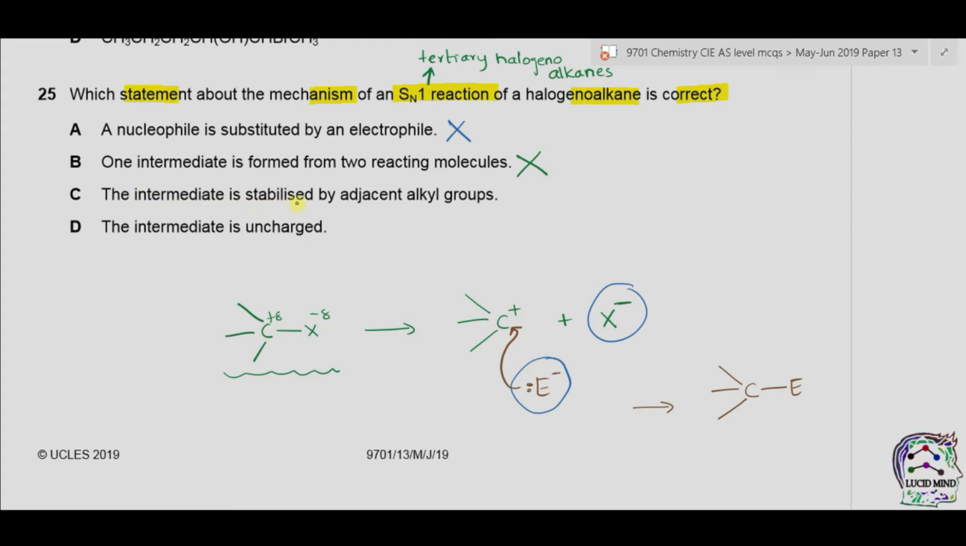C. The intermediate is stabilized by adjacent alkyl groups. Now we can see that this carbocation is stabilized by these three alkyl groups because alkyl groups are actually electron donating in nature, and due to positive inductive effect it stabilizes the carbocation that is positive. So C is correct. D. The intermediate is uncharged. As we can see that there is positive charge present on the intermediate, so therefore D is also incorrect. Correct answer is therefore C.